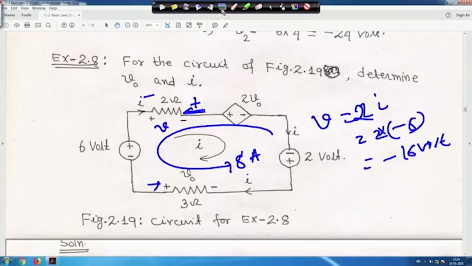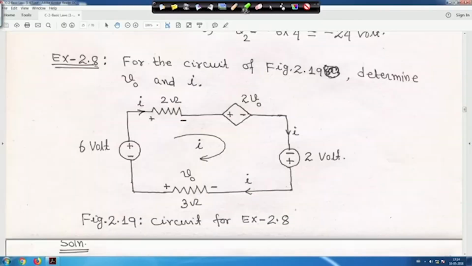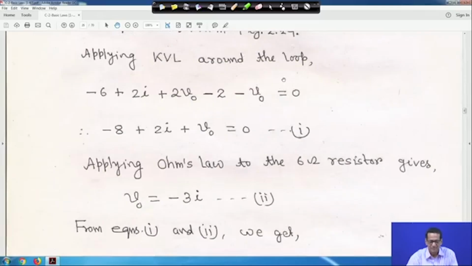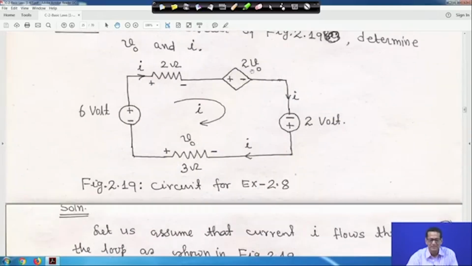So, power, I have told everything. You find out power absorbed or power supplied, from the point of view of your assignment for this course.